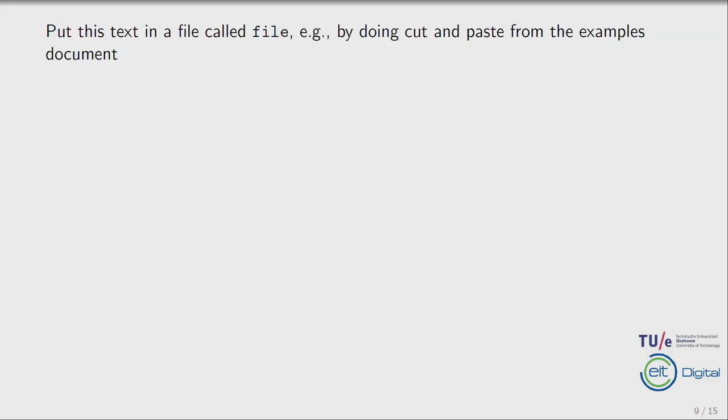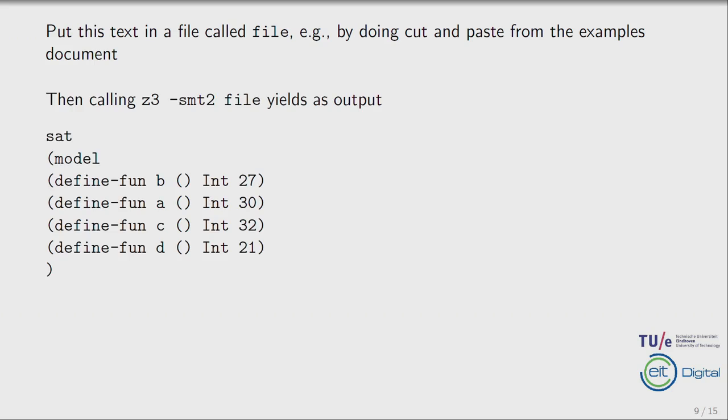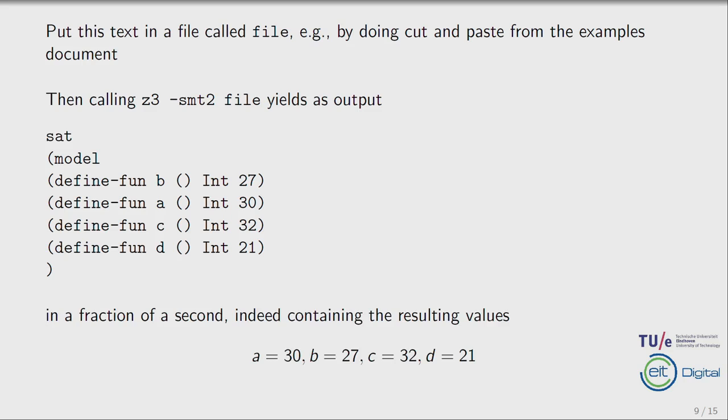And if we put this text in a file called file, for instance by doing cut and paste from the examples document, then we call Z3 with the flag -smt2 to state that we need this SMT2 syntax, and then the name of the file. Then within a fraction of a second we get the output SAT and the model stating that B has the value 27, A the value 30, C the value 32, D the value 21. Indeed containing the values as just mentioned.